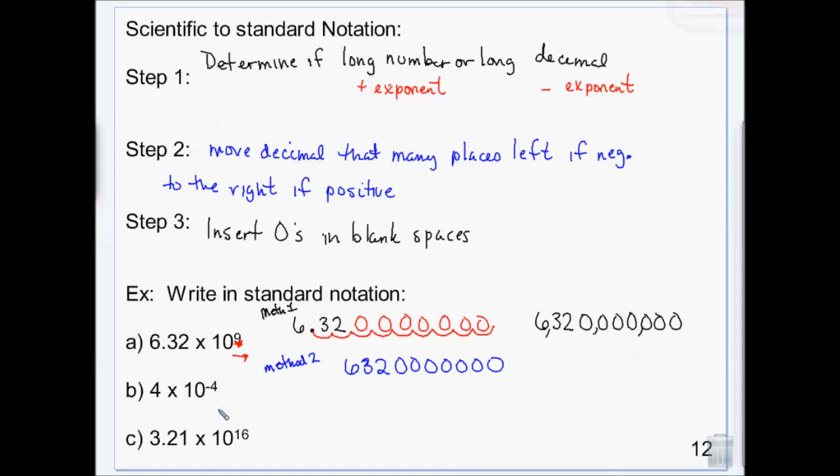Now the opposite direction. With method 1, I would write down the 4, and here's my decimal, and I'm going to move 4 places backwards. So I go 1, 2, 3, 4, and then I put zeros in. So this is 0.0004.